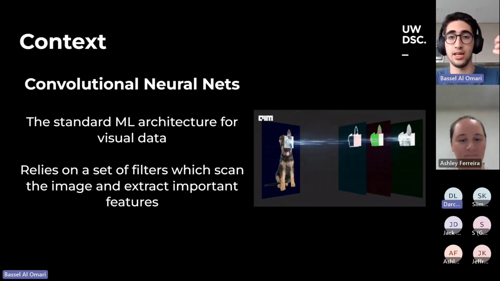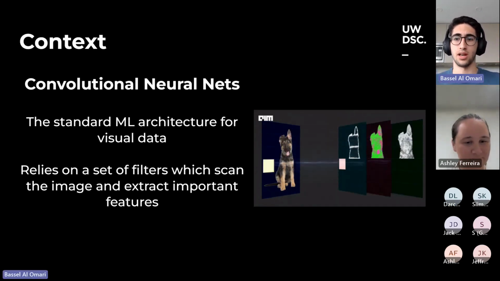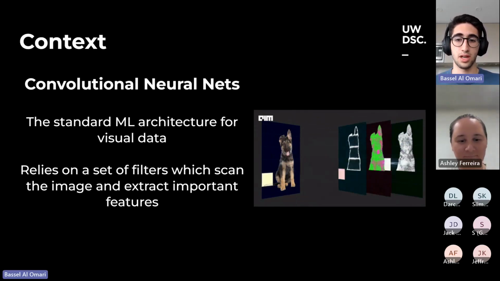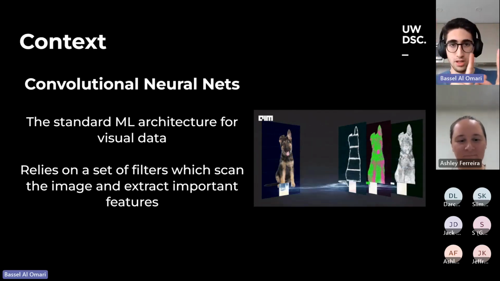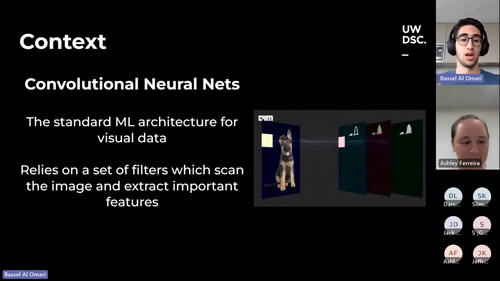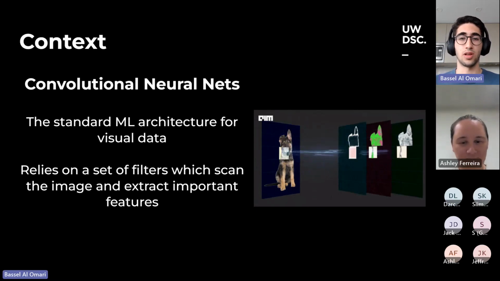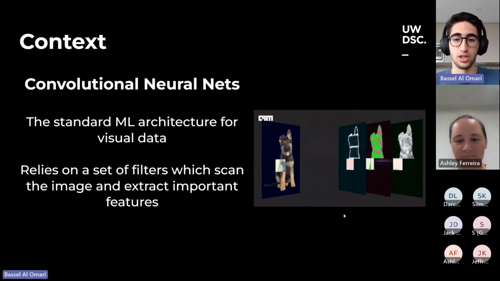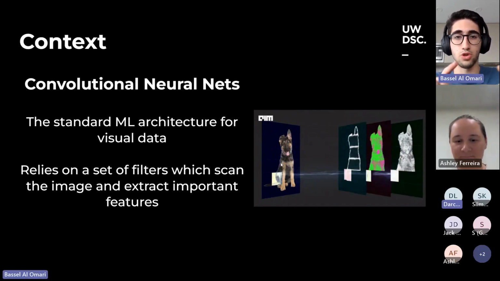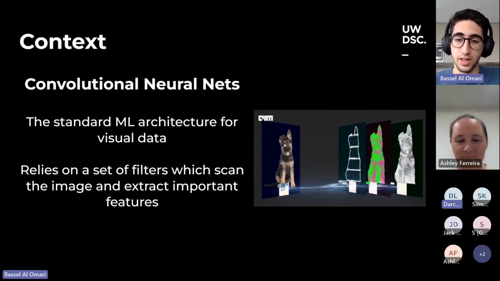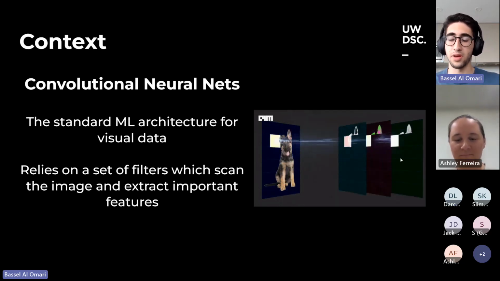In 1989, Yann LeCun introduced the convolutional neural net, which had since then been the state of the art for image processing. It involves using a shared set of filters, which would scan the image and extract important features from that image, and use that then to do classification, segmentation, etc. So you can see in this image of a dog, you have a square which represents your filter, and then the filter would scan the image, extracting important features like maybe the outline of the dog, different color mappings, etc.